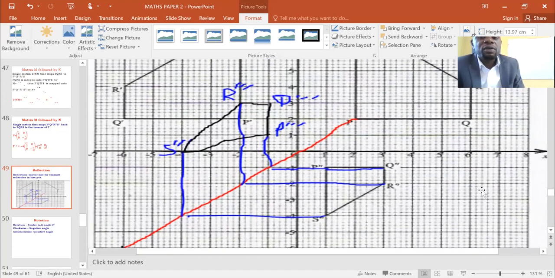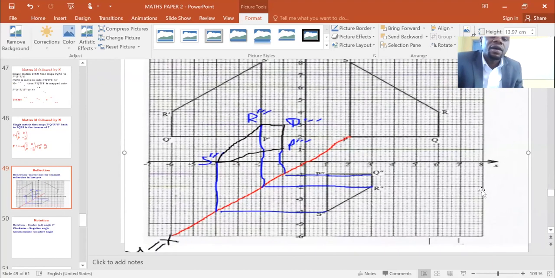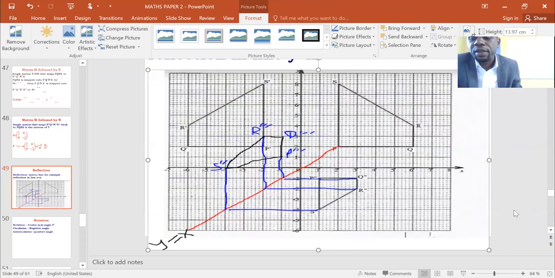but for those particular mirror lines where the mirror line is not perpendicular to the sides of the object, instead of using a pair of compass, just count, and then you'll get your image. That will help you.